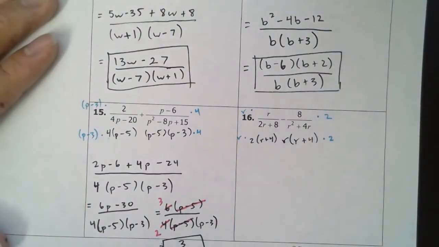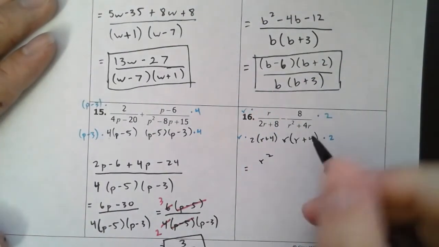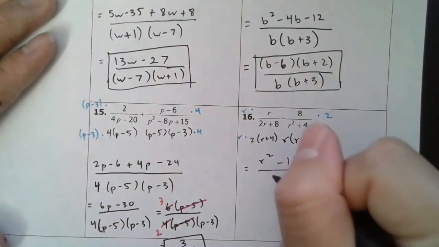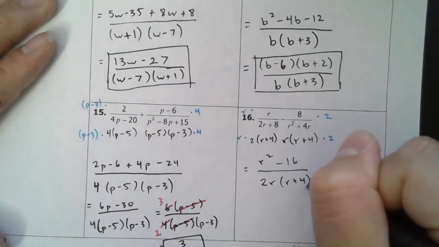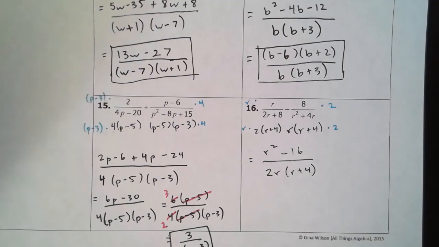r times r, you're going to get r squared minus 8 times 2, 16, all over 2r, r plus 4. Sorry, I think you guys can hear the garbage truck outside. I apologize if it's loud.